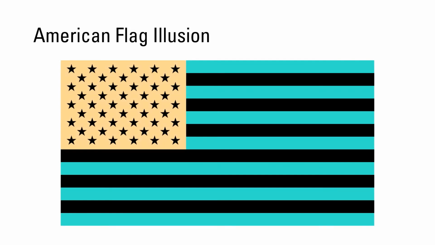This next illusion we're going to look at is called the American flag illusion. Go ahead and stare at the bottom right corner of the orange box for about 15 or so seconds. And after that time, I'm going to go ahead and flip to a blank slide.